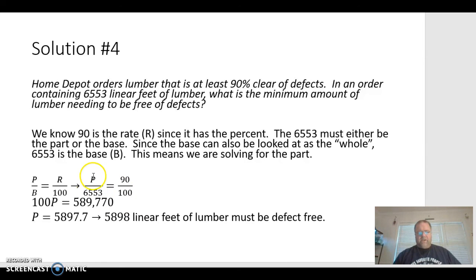So go ahead and cross multiply. 100p is equal to 90 times 6,553, which is 589,770. And then we are going to divide by 100. We get 5,897.7, which, when they're asking how many feet, we're going to round usually up to the next foot, just so we make sure that we have enough. So that would be 5,898 linear feet of lumber must be defect free.